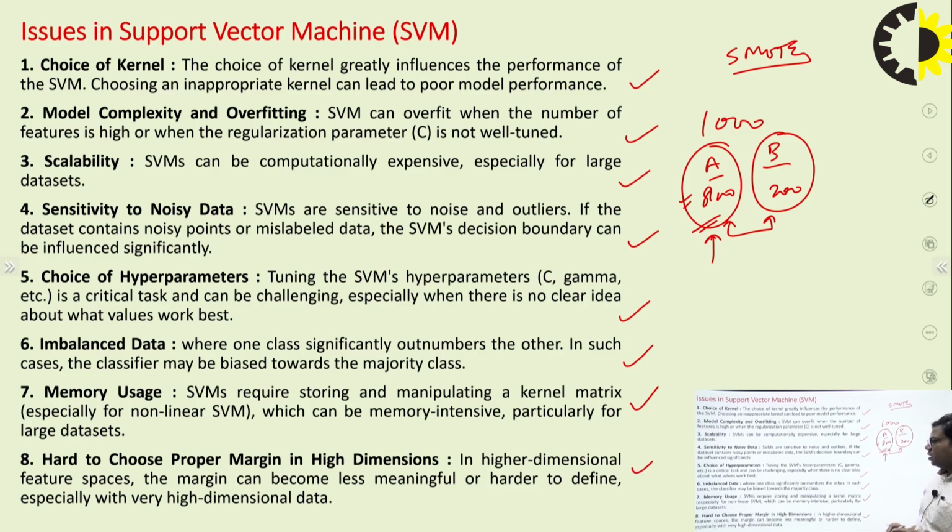And the last is how to choose a proper margin in high dimension. Whenever you have a good number of input features, then sometimes it could be very tough to exactly identify or define the maximum margin. So this is again an issue which can be handled using some tricks. There are some mathematical formulas using which we can identify the exact proper margin for the high dimensional case.